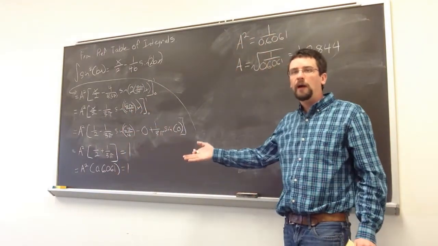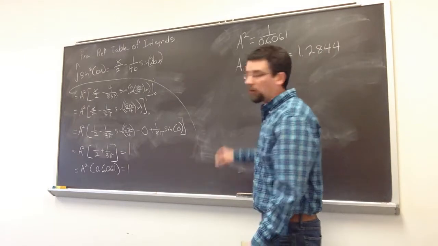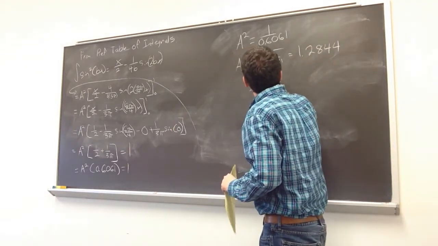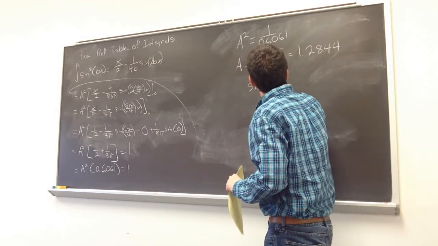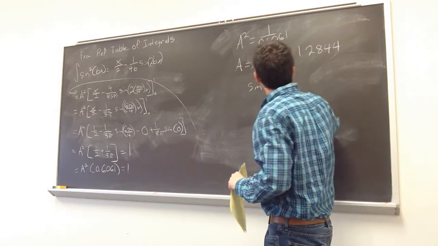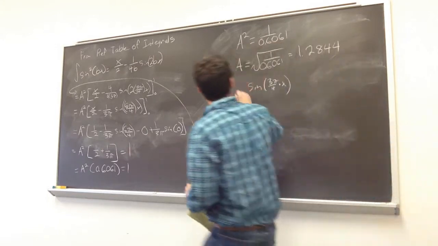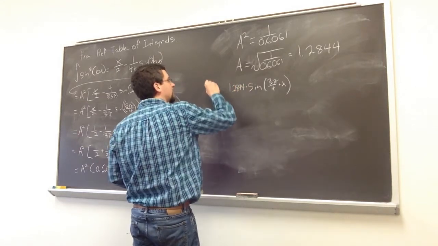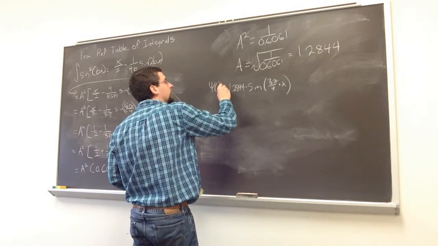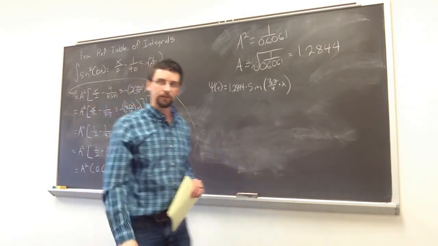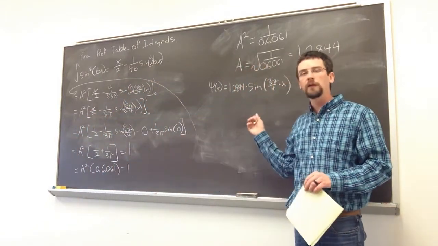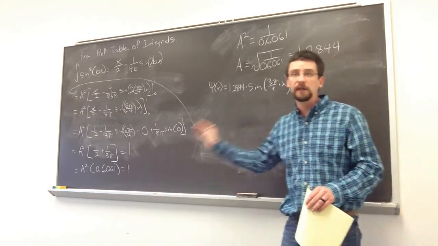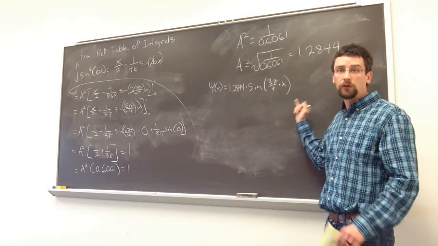Okay, so now we have our normalization constant. We have to combine that with our original wave function. So our original wave function was sine 3 pi over 4 times x. We have to tack on that normalization constant, so 1.2844 times this. That is going to be our normalized wave function. So this is what we would use if we were looking for other properties, expectation values, or probabilities of finding this particle in a location from 0 to 1.